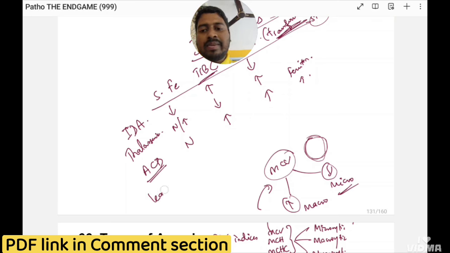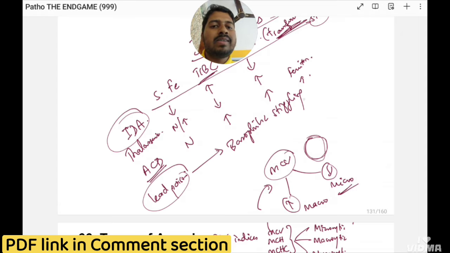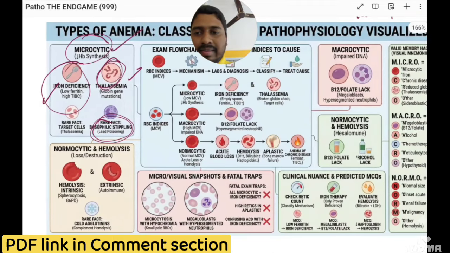Next, one more was lead poisoning. Okay. Lead poisoning is very similar to iron deficiency anemia, except in lead poisoning, what you will find is basophilic stippling. That is, basophils will have this stippling. See here. See this basophilic stippling.